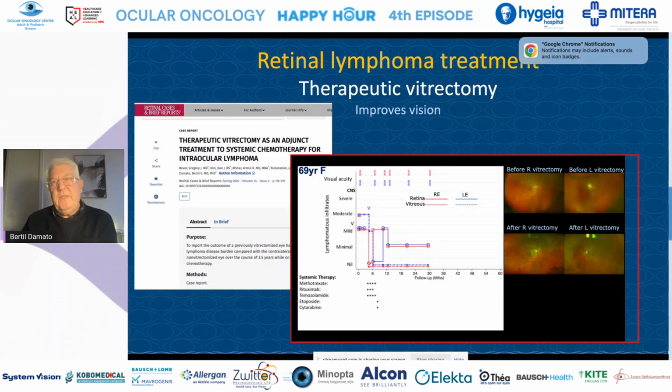So here's another patient who could see much better after a diagnostic vitrectomy in one eye, and so she asked for a therapeutic vitrectomy in the other eye, which improved her vision long term.